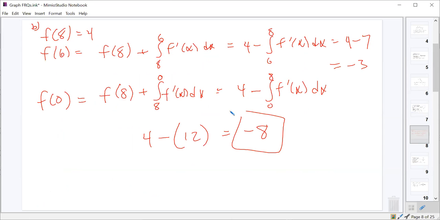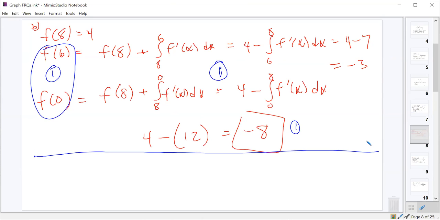Good or no? Any questions on that? That part was worth 3 points. 1 point if you considered f of 0 and f of 6. They didn't care if you considered f of 8, even though I threw it up there as a max. And then 1 point for your answer, and 1 point for all of the work that shows your justification for it. Everybody good there with part B?